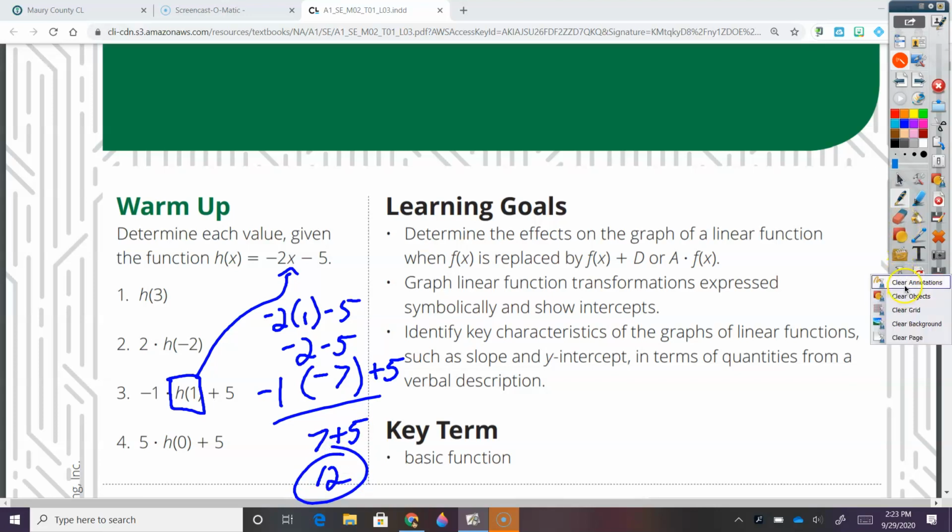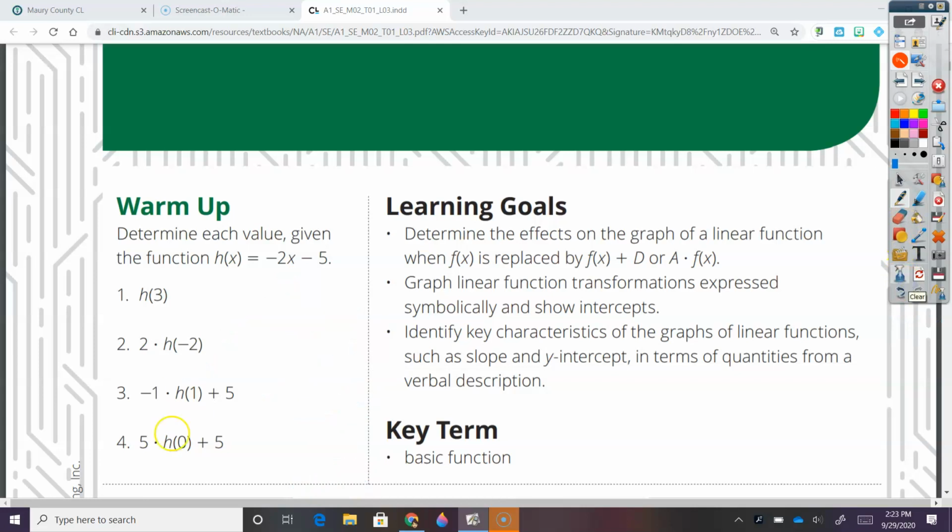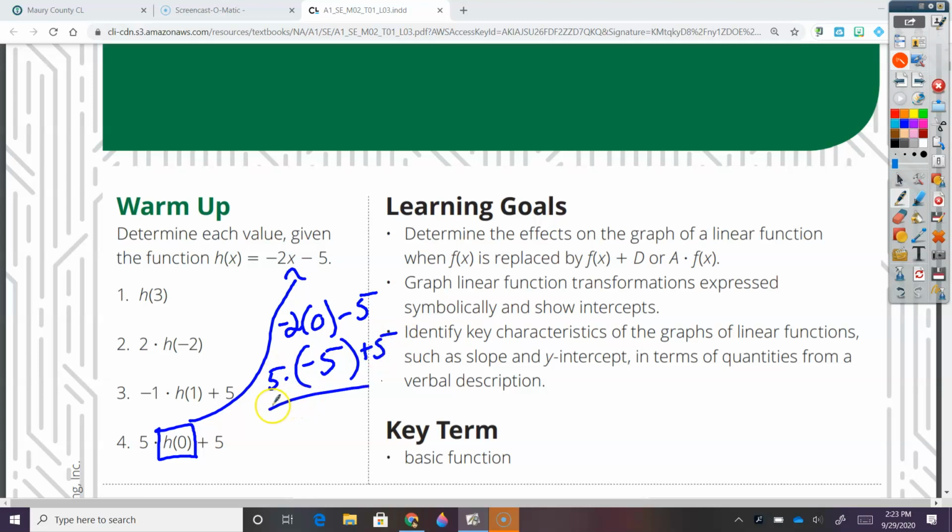And number 4, again, we want to put in our input. So negative 2 times 0, take away 5, will give me negative 5. I'm going to multiply by 5 and then add 5. So do your order of operations first. 5 times negative 5 is negative 25, plus 5 gives me a negative 20.